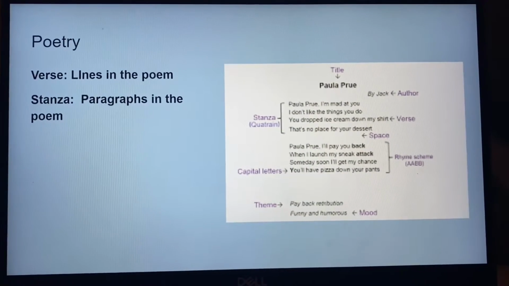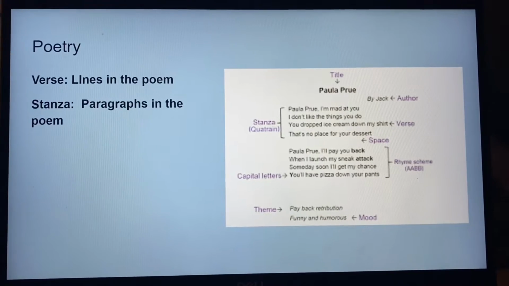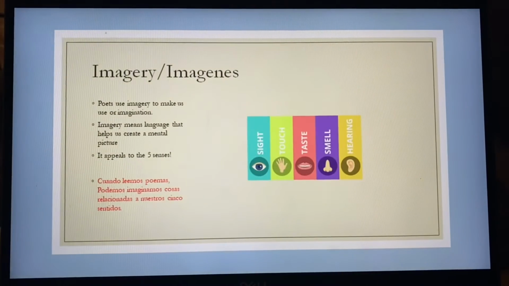Then, as I mentioned earlier, I explained to them the different parts of a poem. Poems have stanzas.